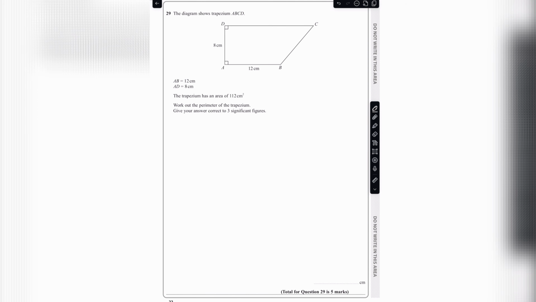In question 29, we are given a trapezium ABCD. The length AB is 12 centimeters and the length AD is 8 centimeters. The trapezium has an area of 112 centimeters squared. Work out the perimeter of the trapezium.